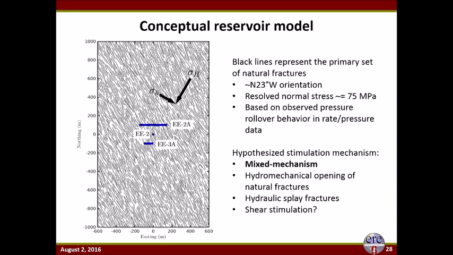So in our conceptual reservoir model of Fenton Hill, there was a dominant set of natural fractures that were oriented at roughly north 23 degrees west. And that orientation was not arbitrary. It happens to be the fracture orientation at which fractures bear a normal stress of about 75 megapascals at depth, and that's corresponding directly to that 5,500 psi wellhead pressure, the rollover threshold pressure. We hypothesized that stimulation occurred through a mixed mechanism process where fractures opened as fluid pressure reached their normal stress, and hydraulic splay fractures propagated off tips of the natural fractures.